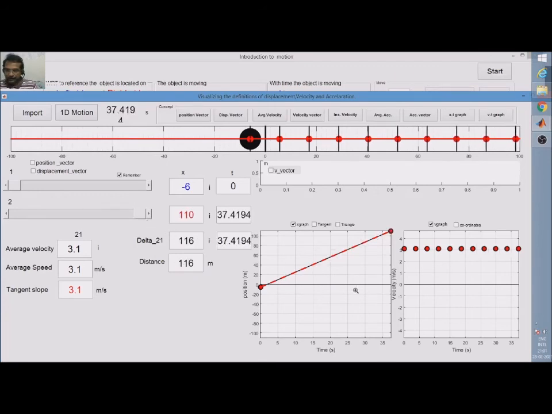So when the motion is at a uniform velocity, the velocity time graph is a trivial case where it is a line parallel to the time axis with a magnitude of the velocity, that is 3.1 meters per second. We can see the spacing between successive positions is remaining the same.